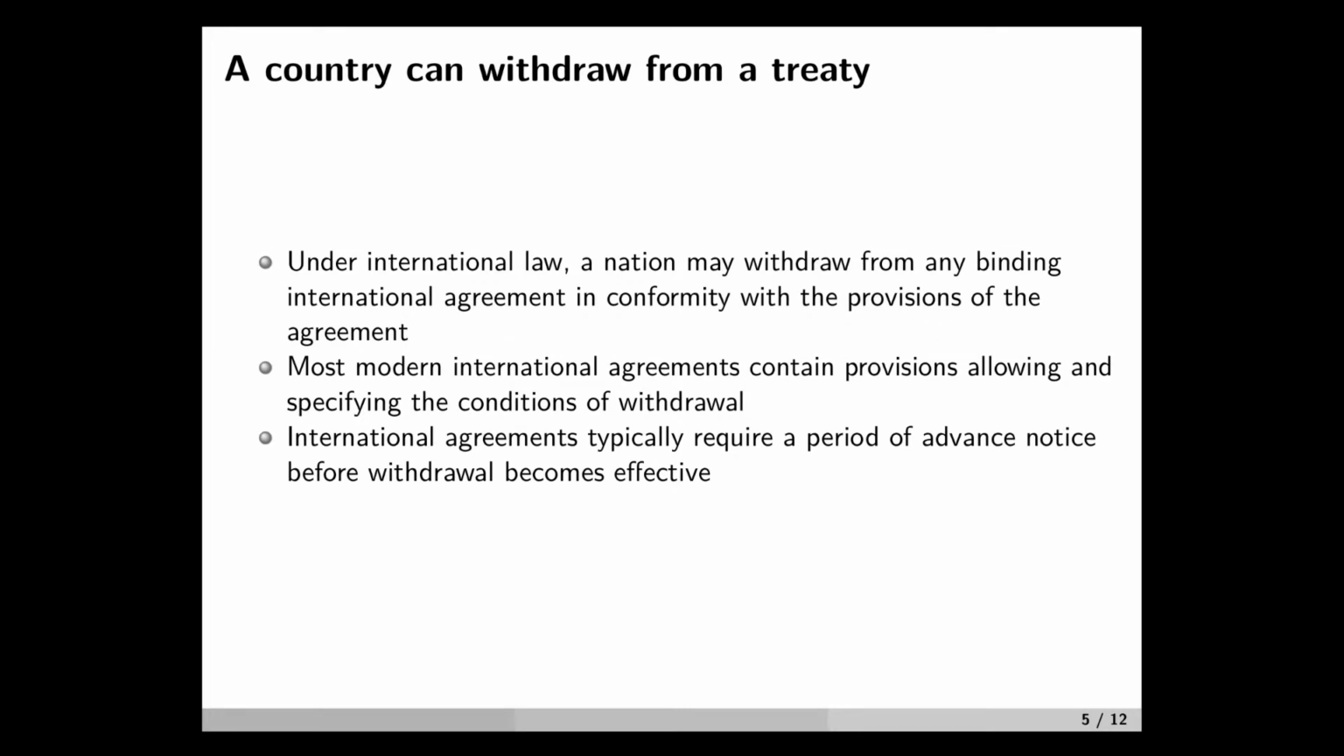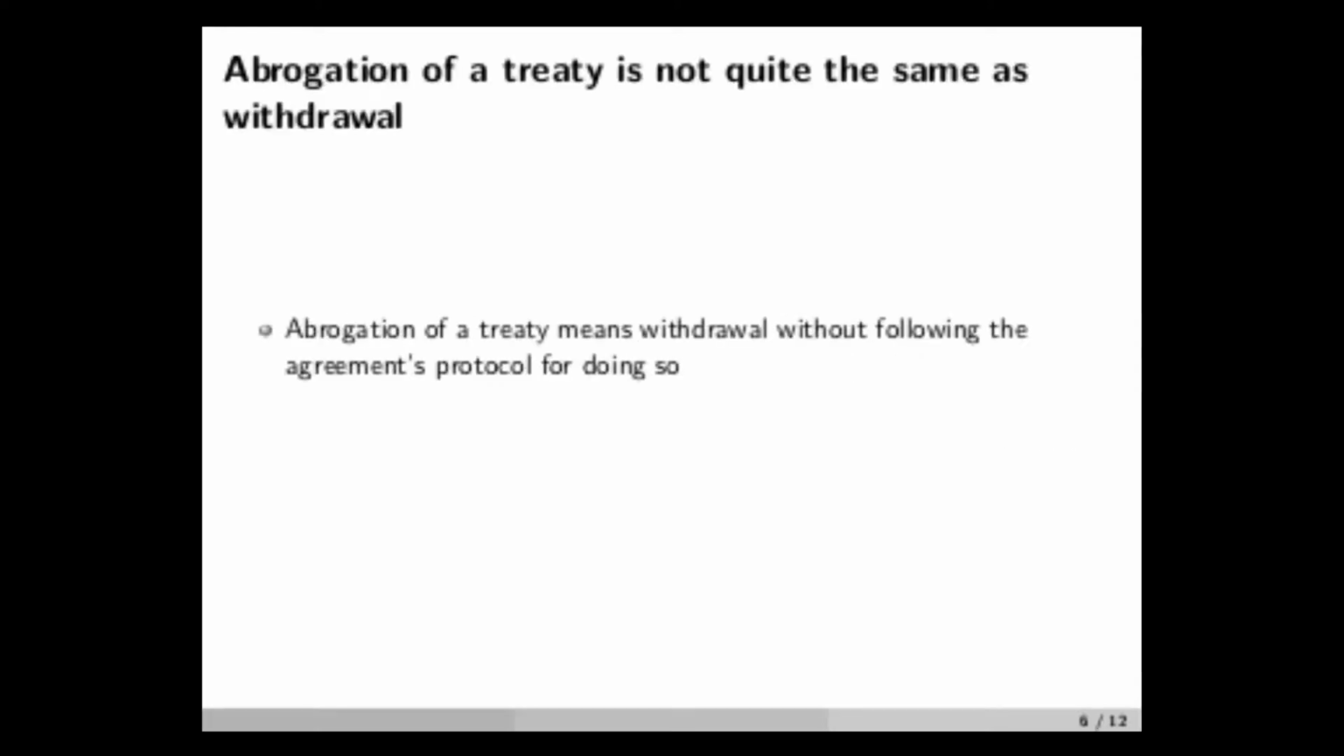Now, international agreements, however, typically require a period of advance notice before withdrawal becomes effective. There must be some notification to the other member states of an intention to withdraw from the treaty. This could be 6 months, as in the case of NAFTA. It could be 2 years, as in the case of the European Union. But there is generally some notice period. And the notice period is meant to provide other member states with the ability to plan for an agreement that does not contain one or more of the members.